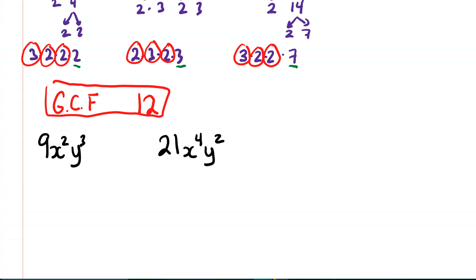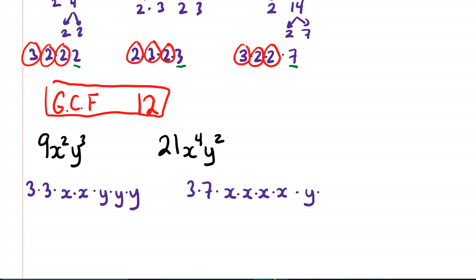But either way you do it, if you factor the first number, you're going to get prime factors of 3 times 3. And then you have x times x. And then you have y times y times y. And for 21, you would have 3 multiplied by 7. And then x times x times x times x times y times y.